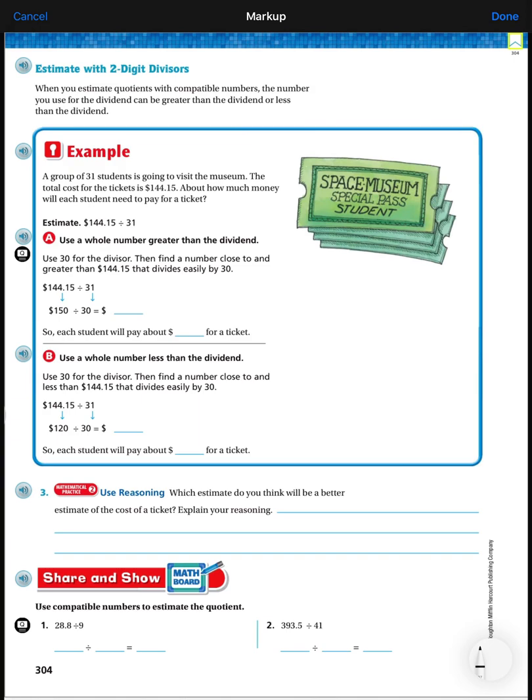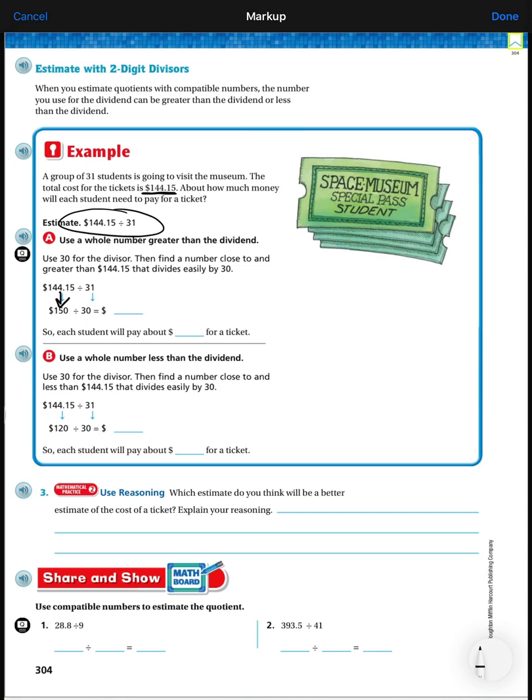So it says a group of 31 students is going to visit the museum. The total cost for the tickets is $144.15. About how much money will each student need to pay for a ticket? Now, here we're starting with money, okay? So we're going to look at two different scenarios. Part A and Part B is going to walk us through those. So we're estimating $144.15 divided by 31. So Part A says to use a whole number greater than the dividend. So they've taken 144.15 and they've changed it to 150 because that is a compatible number for 30.